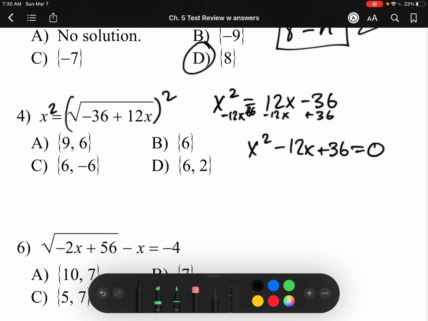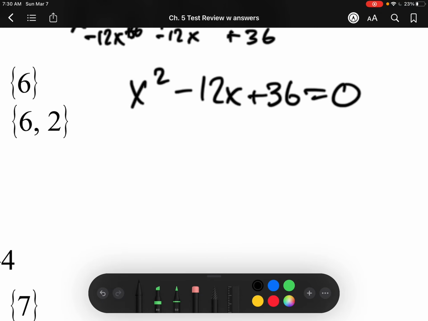So I have this, right? So now I have to factor this if possible. So I have to think of two numbers that add up to negative 12 and multiply to 36. So both numbers have to be negative, right? Because my product is positive, but my sum is negative. And in order to get a positive product, both signs have to be the same, right? Positive times positive is a positive, negative times negative is a positive.